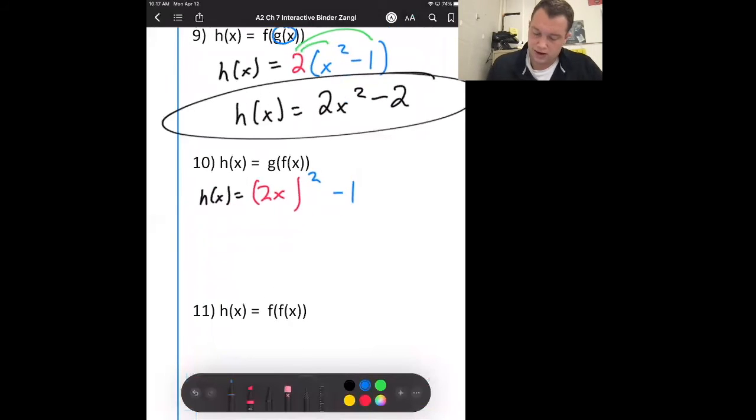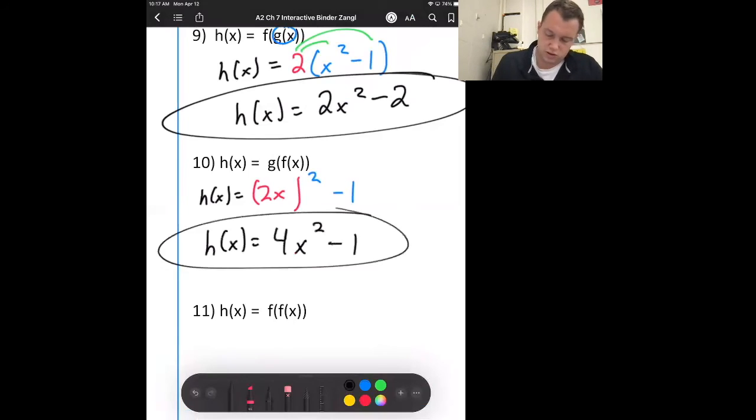So now I need to take 2 squared, and 2 squared is going to get me 4. And x squared will just get me x squared. And then I'll have this minus 1 on the backside.